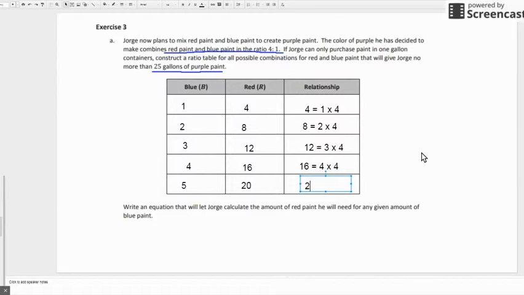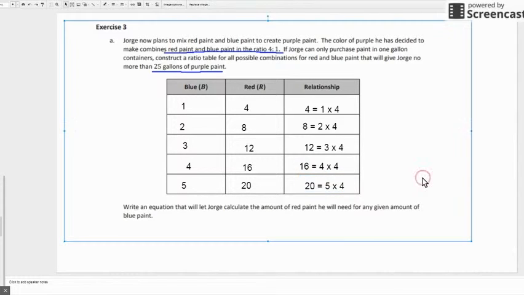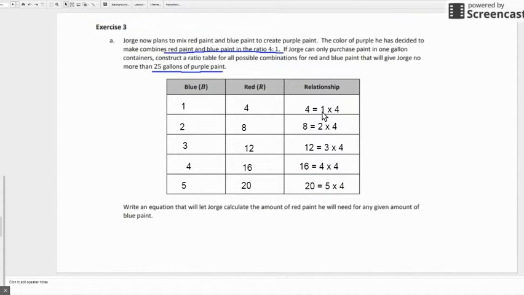And the last one, how did I come up with 20? I took my blue paint of 5, multiplied it by 4, and again I came up with 20. So hopefully you see a pattern here as I took my blue paint right here and multiplied it by 4 to come up with the answer to my red paint. So there you go. We fill out the table, we fill out the relationship.